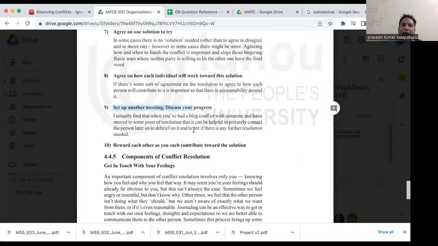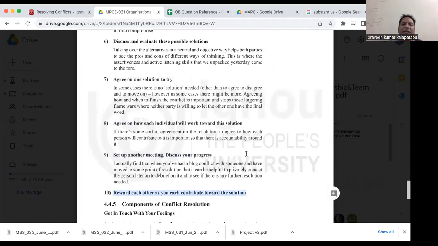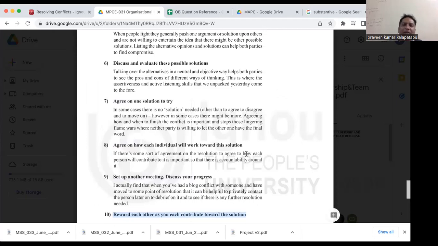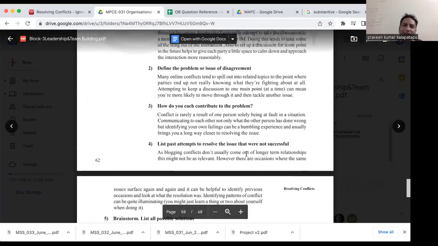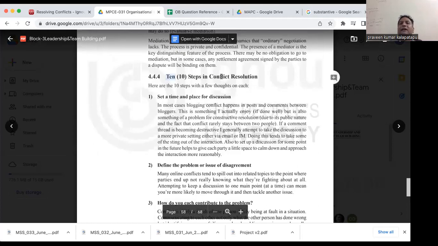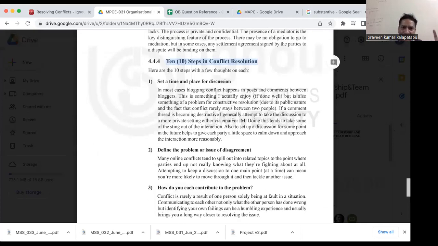And the last step is, once the conflict is resolved, reward each other. As you go through the journey, have positive interaction with each other, so that positivity really grows as the resolution happens. So these are the 10 steps in conflict resolution.